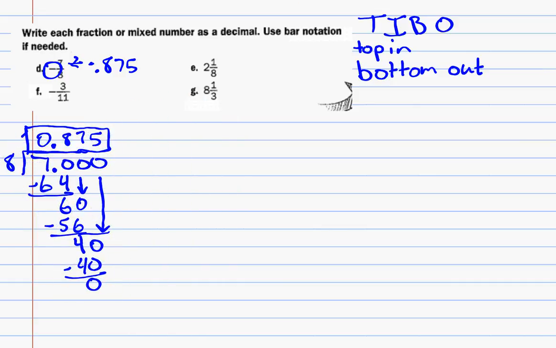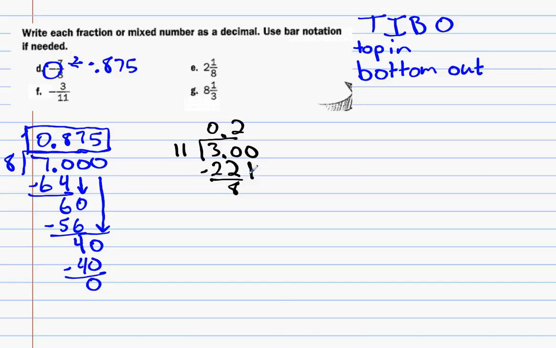Now let's skip this one. Let's go to F. So negative 3/11. Same idea. Top number goes inside. Bottom number goes outside. Can 11 go into 3? No, it cannot. So we add a decimal and a couple of zeros. 11 goes into 30 2 times. 2 times 11 is 22. Gives us 8. Bring down the 0.